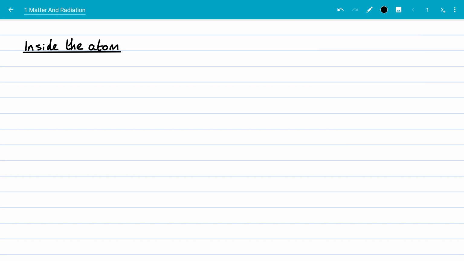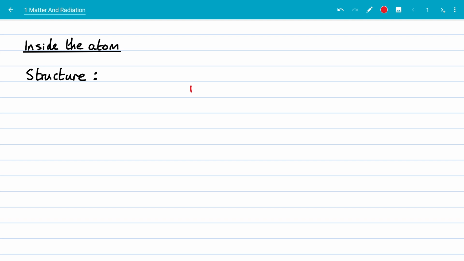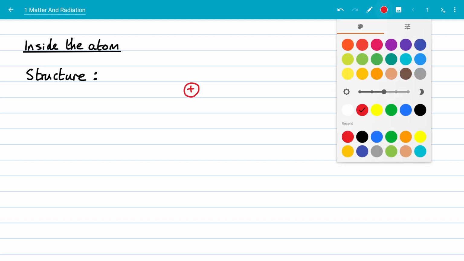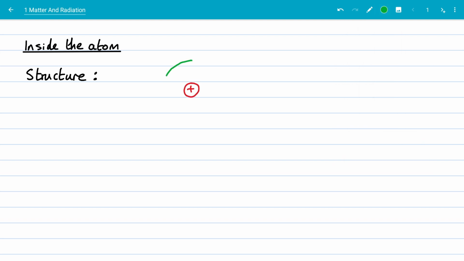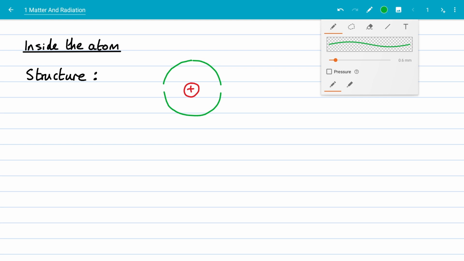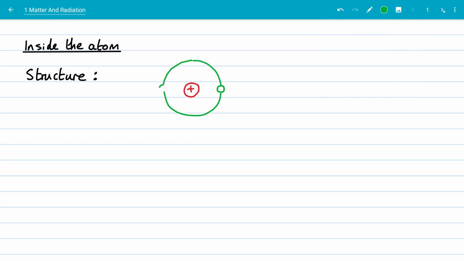So let's start by considering the structure of the atom. And I think that most people are going to remember the structure of the atom from GCSE level. The structure of the atom is a nucleus, which is positively charged, circled by electrons, which each have a negative charge. And they sit some distance away from the nucleus. So let's just draw a couple of electrons in here. And I'll draw them as little blobs like this, because why not?